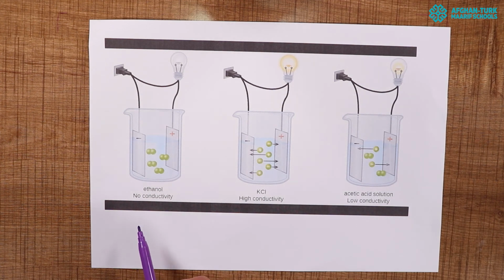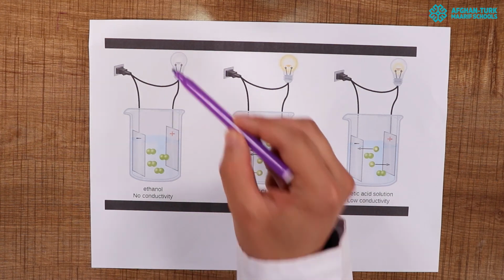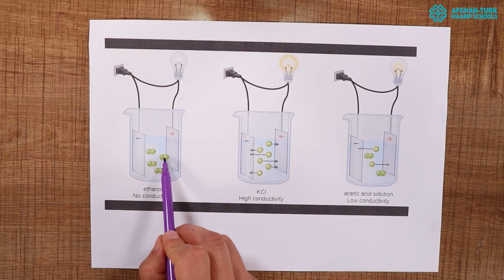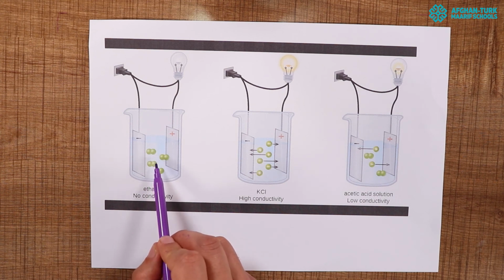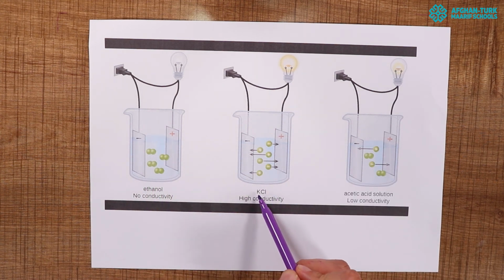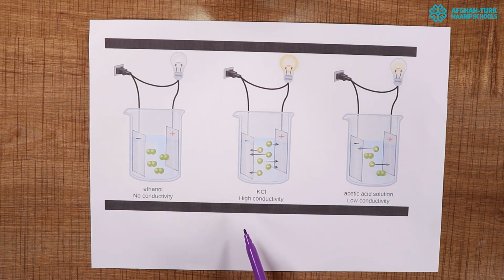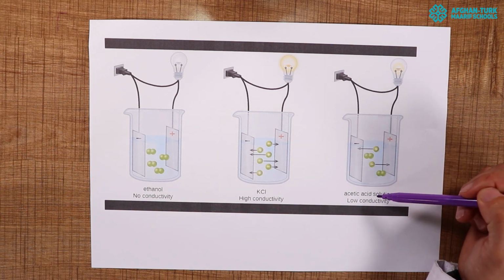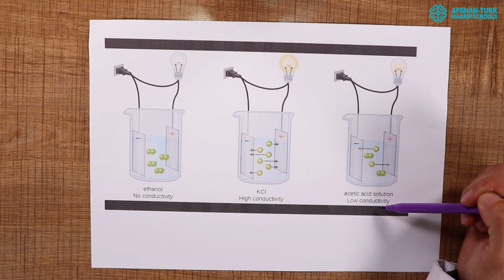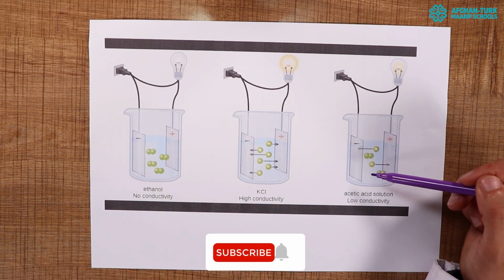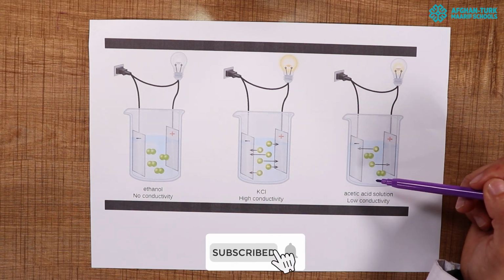Another picture here is ethanol. It is non-conductive because it does not conduct electricity; it does not have free ions. The second one is a strong soluble salt, potassium chloride. It has a high conductivity and also has more free ions. The last one is an acetic acid solution. It has low conductivity. Acetic acid is a weak electrolyte in water. Only about 1% of acetic acid molecules ionize.